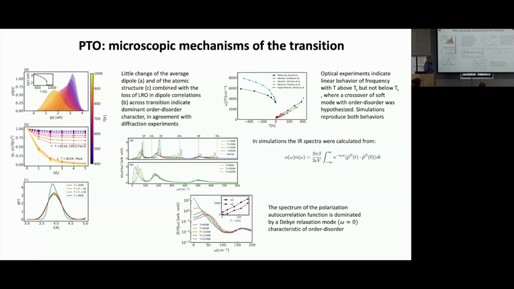If we compute the polarization autocorrelation function, there will be a factor of omega squared that comes in. And this omega squared factor will actually eliminate what happens around the zero frequency. If we consider the behavior of the polarization, we see that it is actually dominated by a Debye relaxation mode at omega equals 0, which is what one expects for order-disorder.